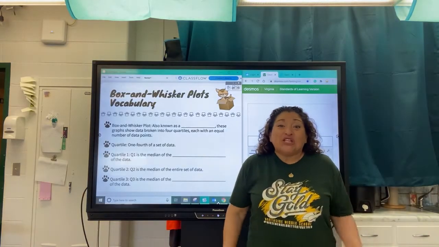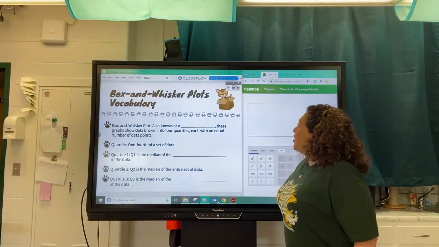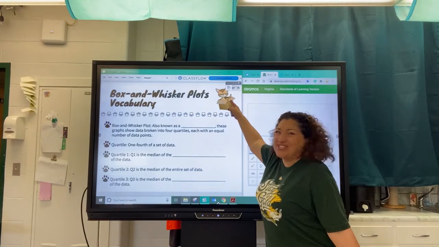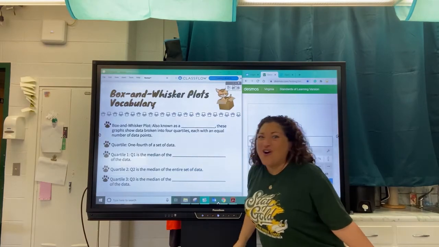Hey everybody. So we are going to start working with something called box and whisker plots. Do you see the box? Do you see the whiskers? Oh my gosh. So cute.